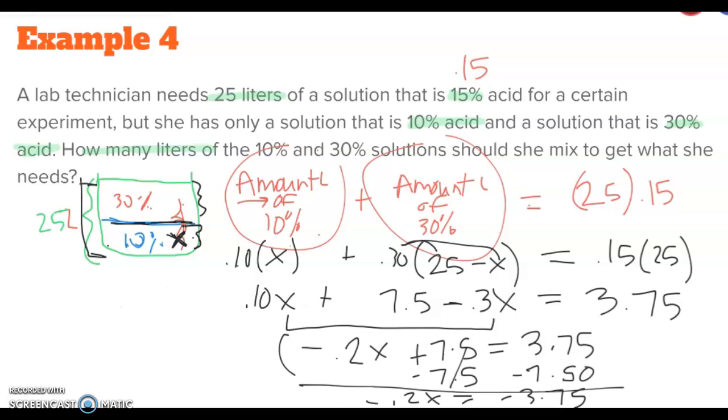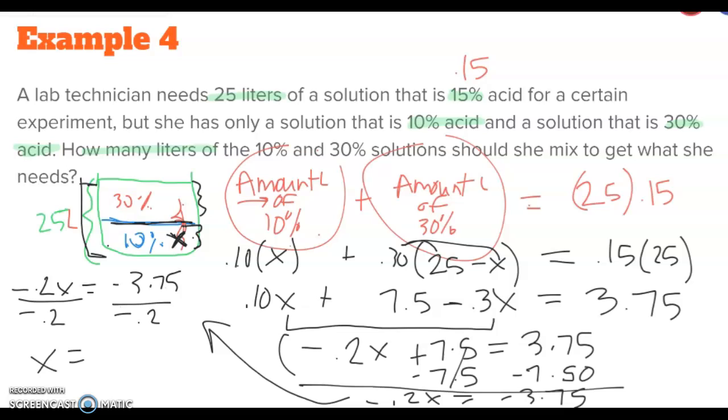Now I'm out of space. Let's move this over here. So I've got negative 0.2x equals negative 3.75. This is multiplying, so my inverse is going to be divide. I'm going to divide both sides by negative 0.2. And x equals 18.75.